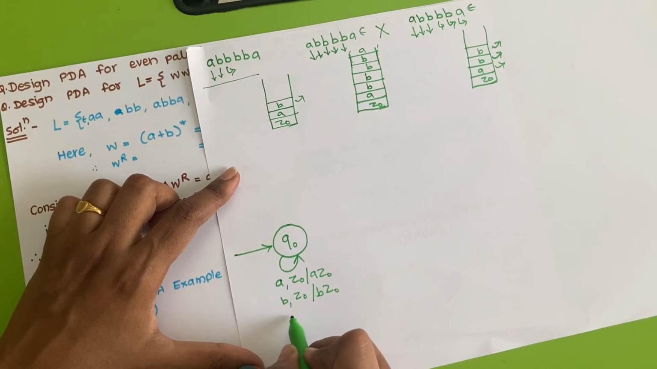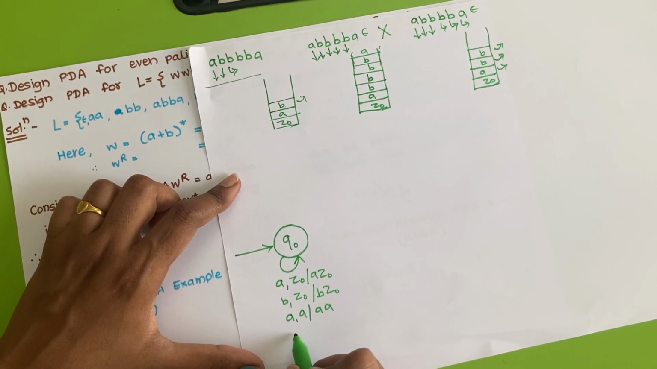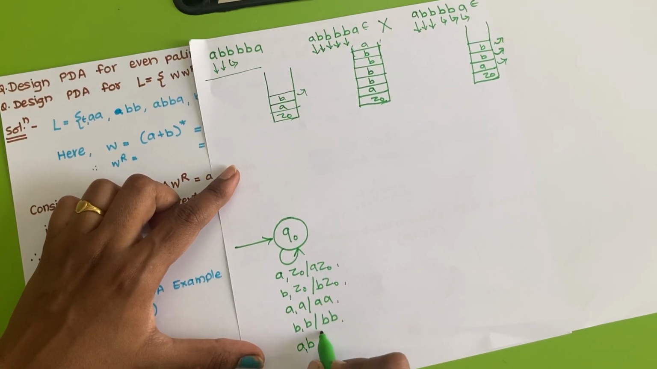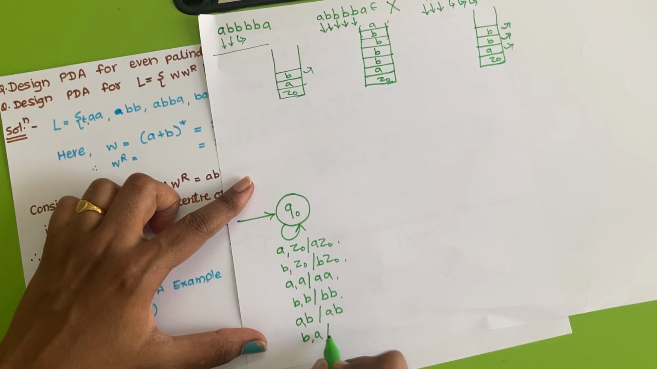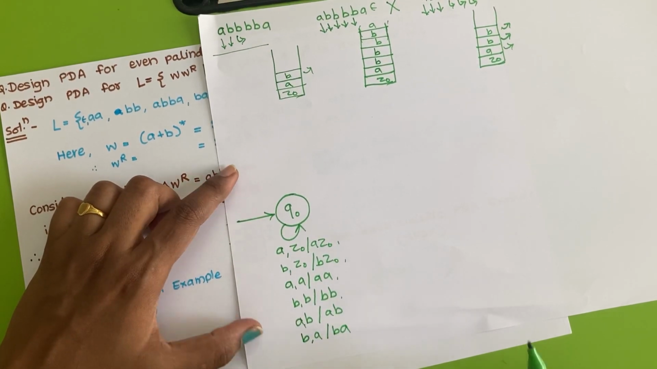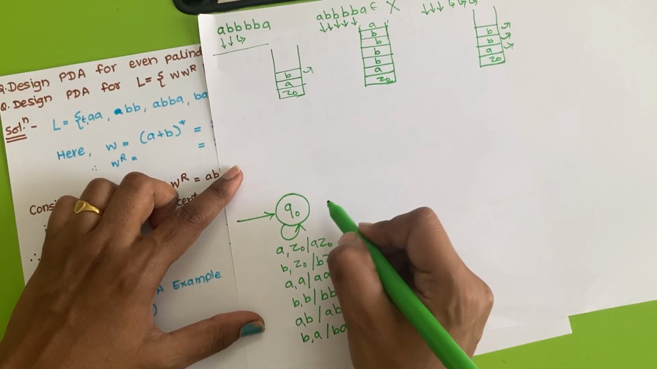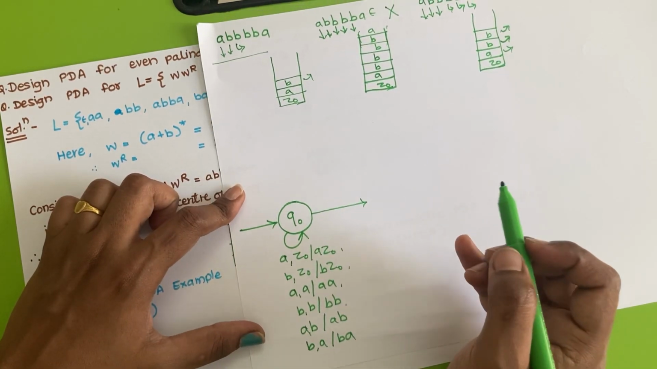Also we have transitions like A, A, where we have to perform an AA push operation, and similarly B, B. Or it may happen that we have A comma B and AB also, and B comma A and BA also. Okay, so these all will perform push operations. When we have done with all push operations, then we will start to move to pop operations.